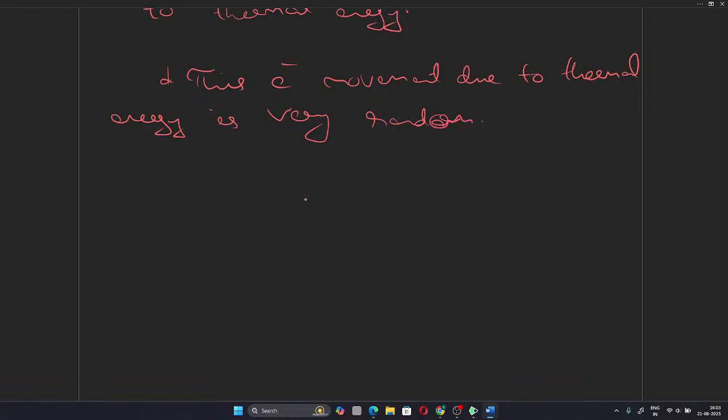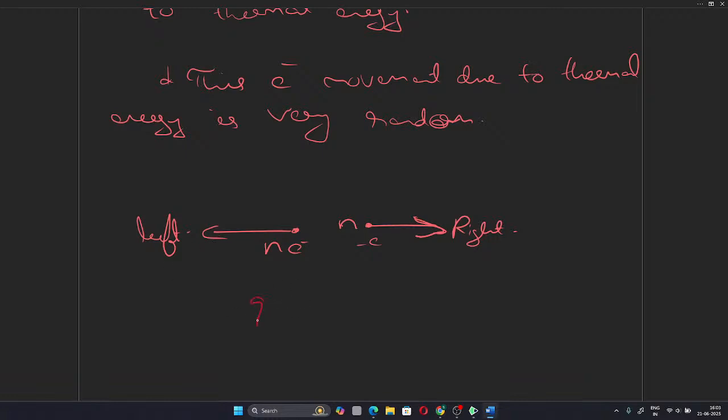this will be so random that if in a conductor we take one electron moving in this direction, or n number of electrons moving in, for example, this right side direction, it is so random that many electrons will also be moving in the left direction.